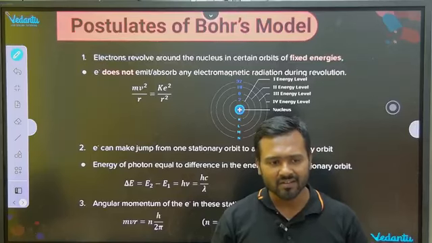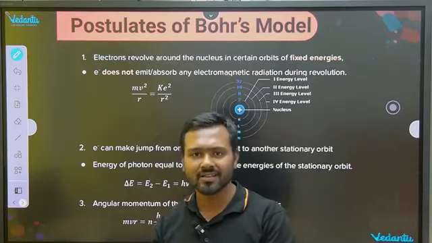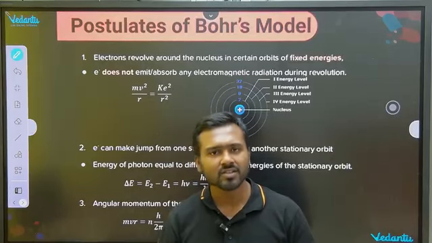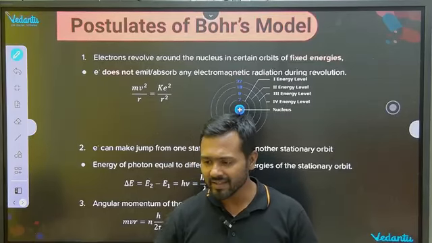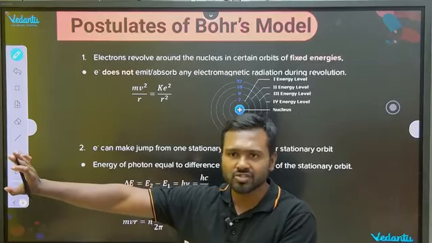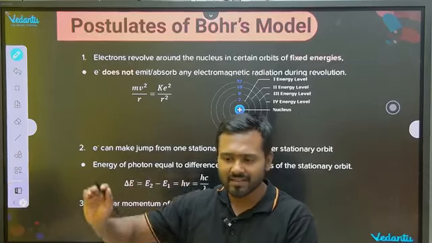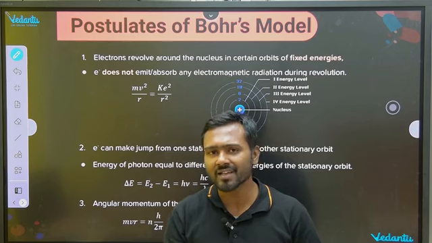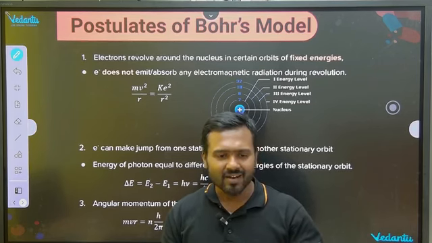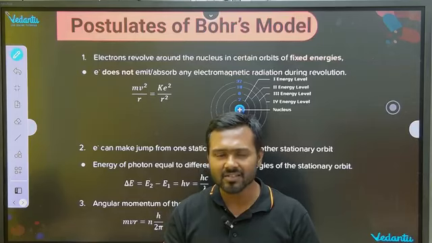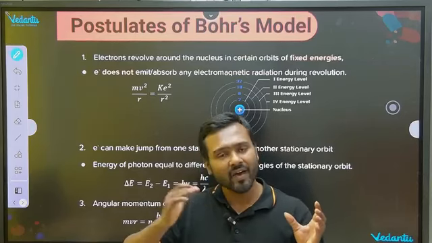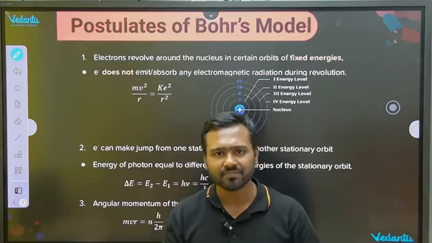When we are moving away from the nucleus, the energy of the electron is going to increase. That means the electrons present in the far shells have more energy, and the electrons near the nucleus have less energy. If an electron gains energy, it will jump to the higher levels. How much energy is gained? The change in energy is equal to E final minus E initial.